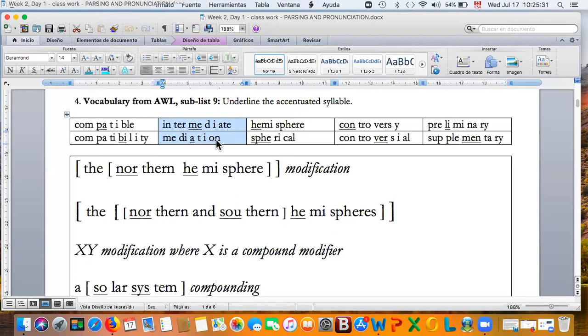We notice the same behavior in the other examples. The well-known suffix ate is connected to the root by this connecting vowel, giving you intermediate. Similarly, mediation.